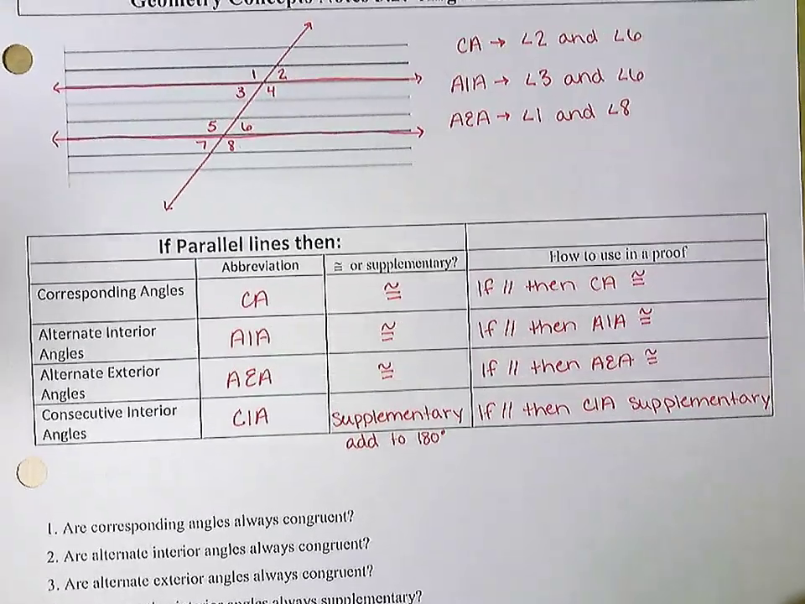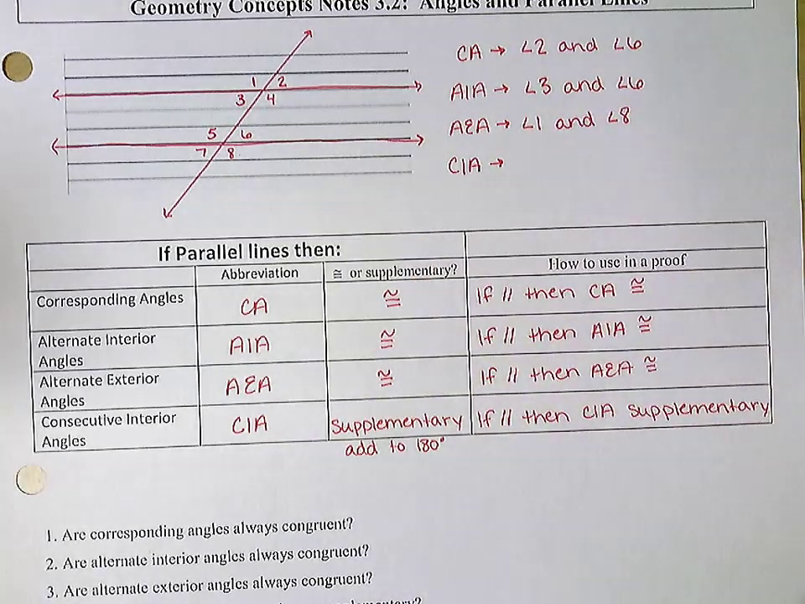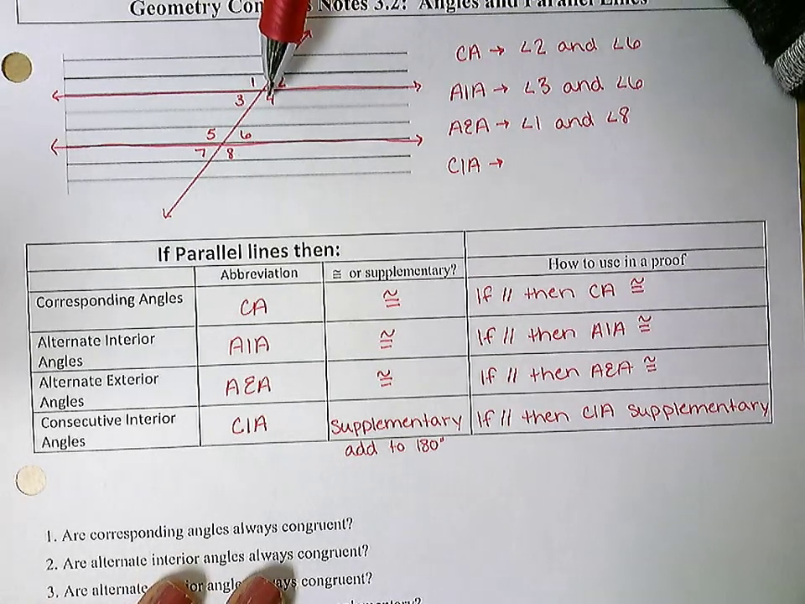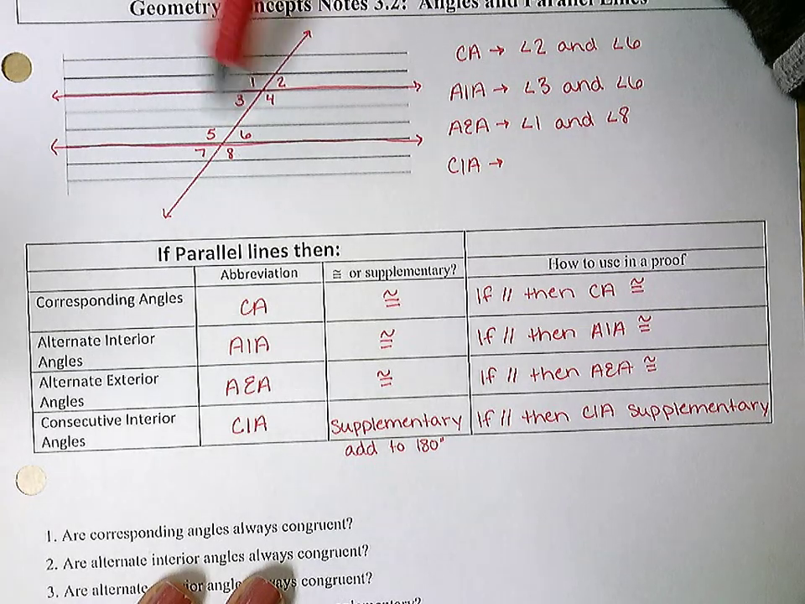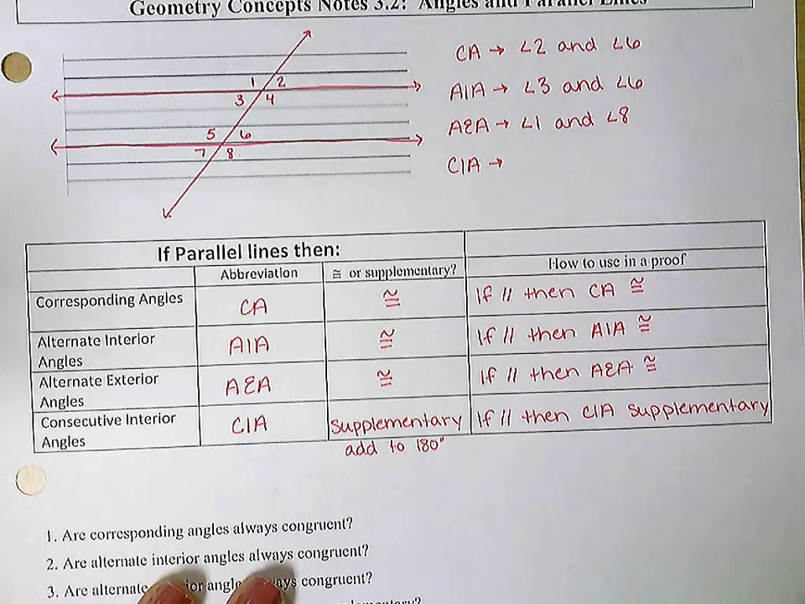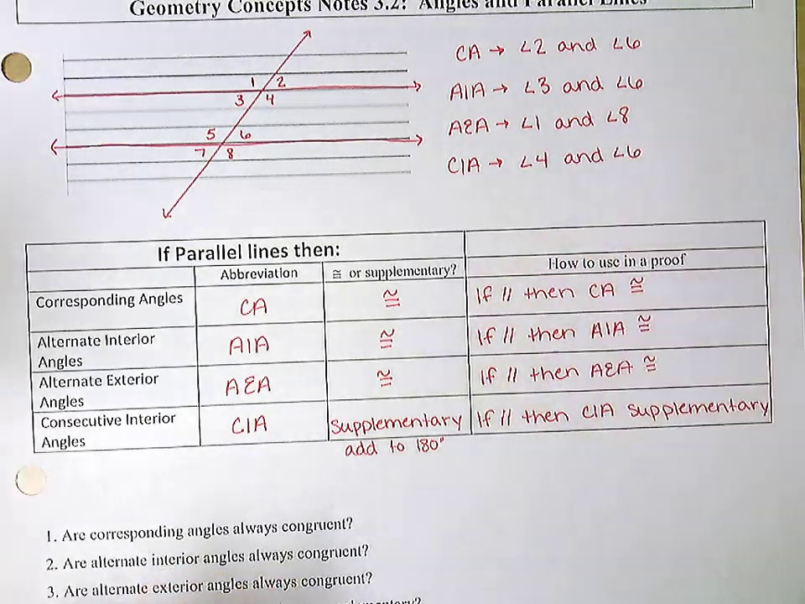Okay, and an example of that in my lines above here. Consecutive interior angles, that's that interior word again, so they have to be in between your two sets of parallel lines. Consecutive meaning they lie on the same side of your transversal. So one pair of consecutive interior angles would be angle 4 and angle 6. They're on the same side of that transversal and they are between the two parallel lines. So we have angle 4 and angle 6.